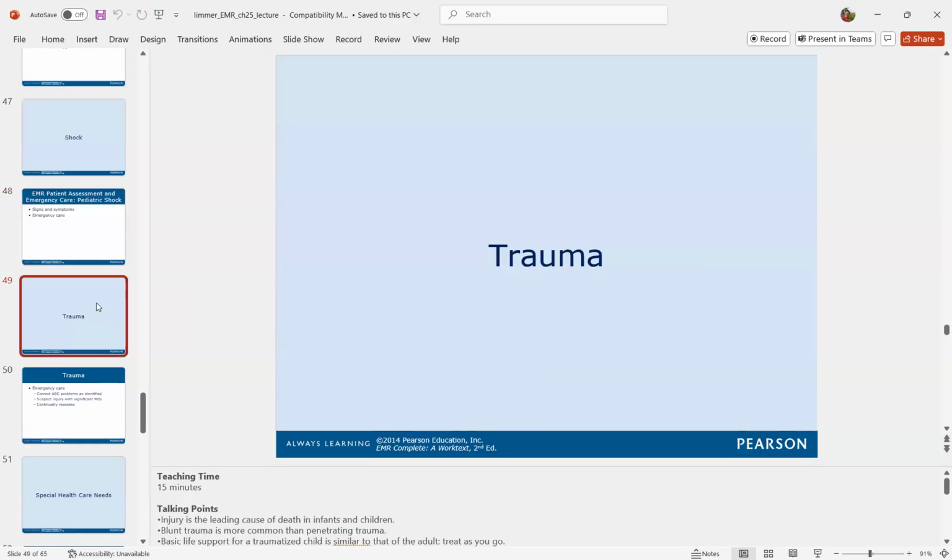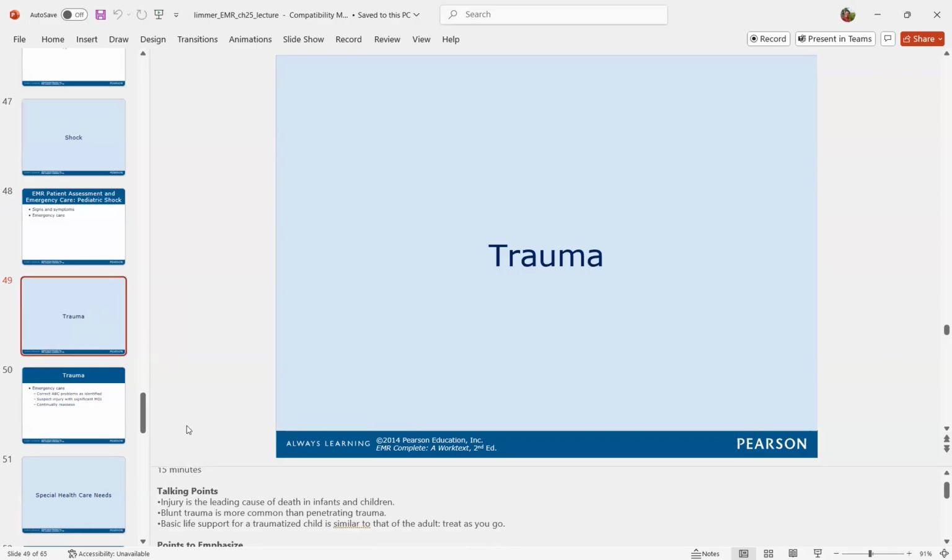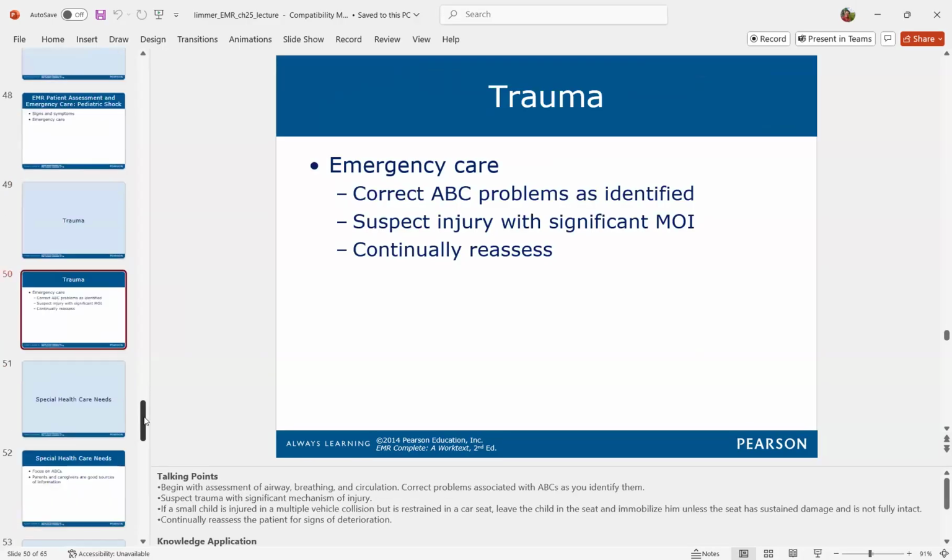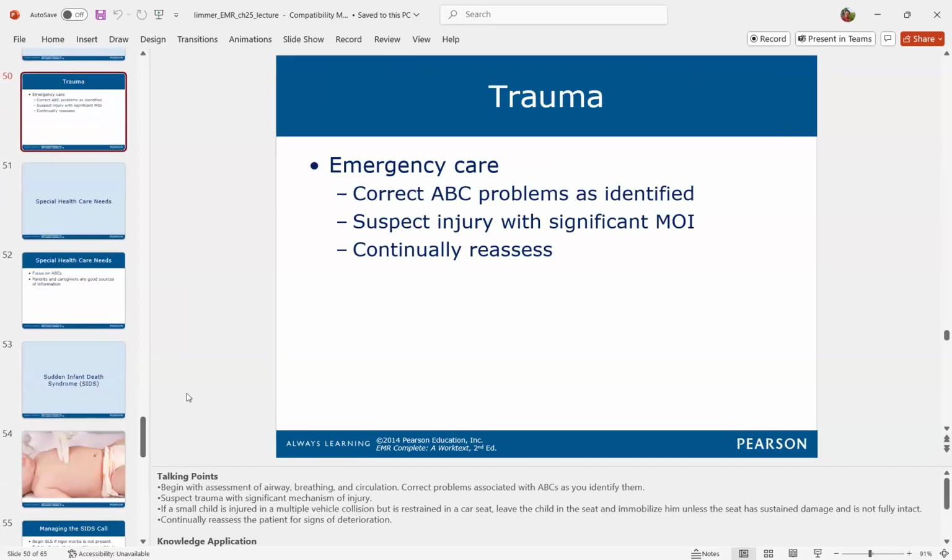For trauma, injury is the leading cause of death in infants and children. Blunt trauma is more common than penetrating trauma. Basic life support for traumatized children is similar to adults, so we treat as we go, just like we would an adult. If they're bleeding, we want to stop the bleeding. If they have a broken leg, we splint it. We begin the assessment with the ABCs, airway, breathing, circulation, and correct any problems that we identify. Suspect trauma with significant mechanisms of injury.